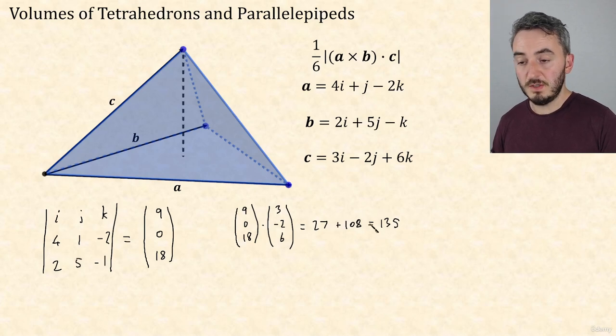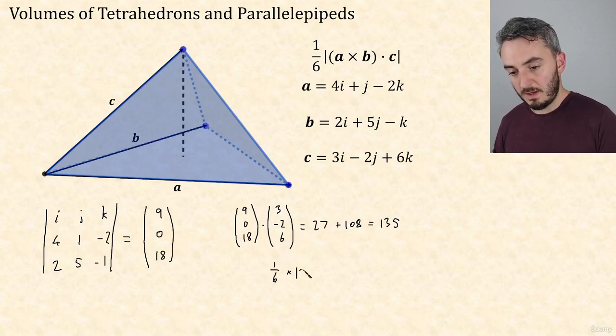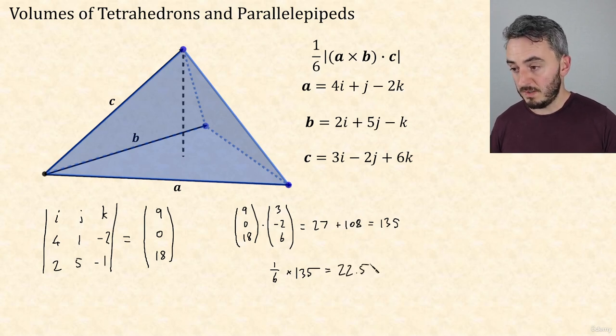So now all I need to do is divide that by 6. So 1/6 of 135 is 22.5. And we're done. That's the volume of that tetrahedron.